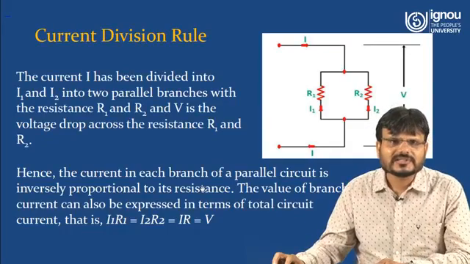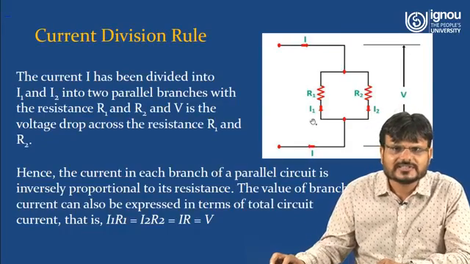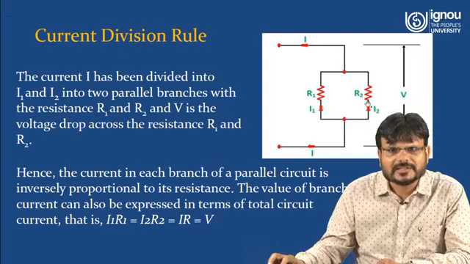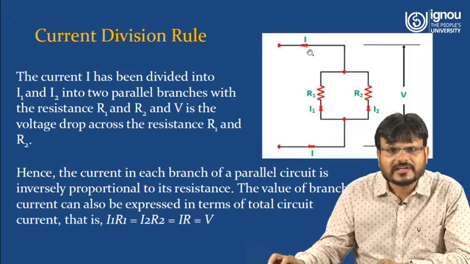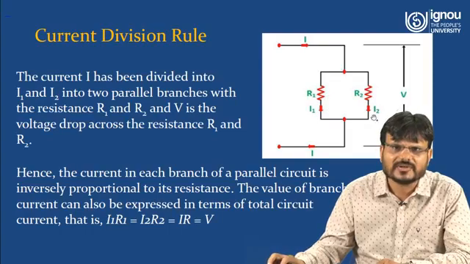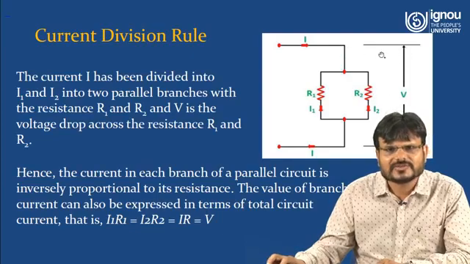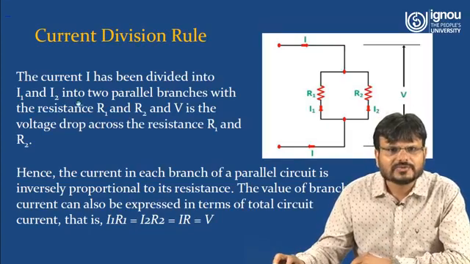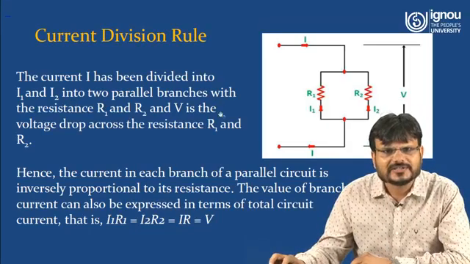Now we have to understand the current division rule. So here you can see there are two resistances connected in parallel, R1 and R2, and total current flowing through this circuit is I, and this current I is divided into I1 and I2. This I1 current is flowing through resistance R1, and this I2 current is flowing through R2, and the voltage applied across this circuit is V. So the current I has been divided into I1 and I2 in two parallel branches with the resistances R1 and R2, and V is the voltage drop across the resistances R1 and R2.